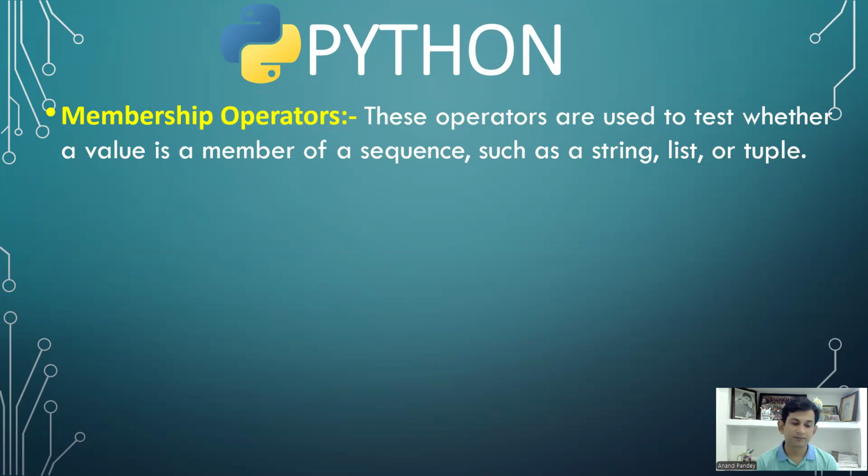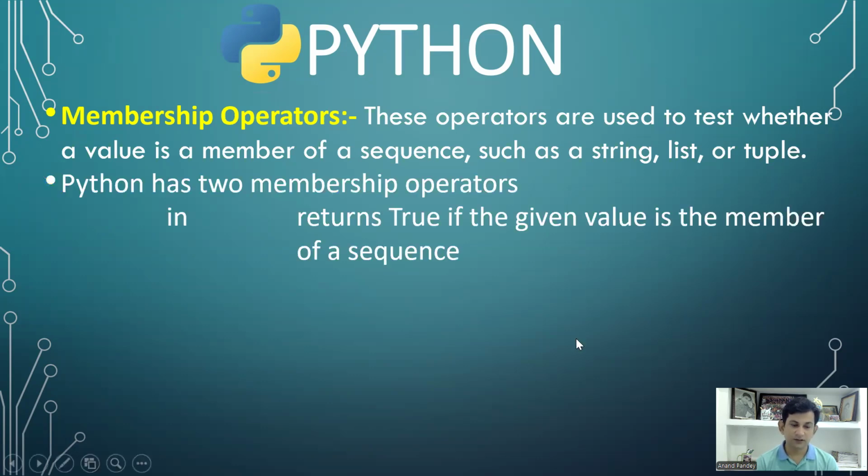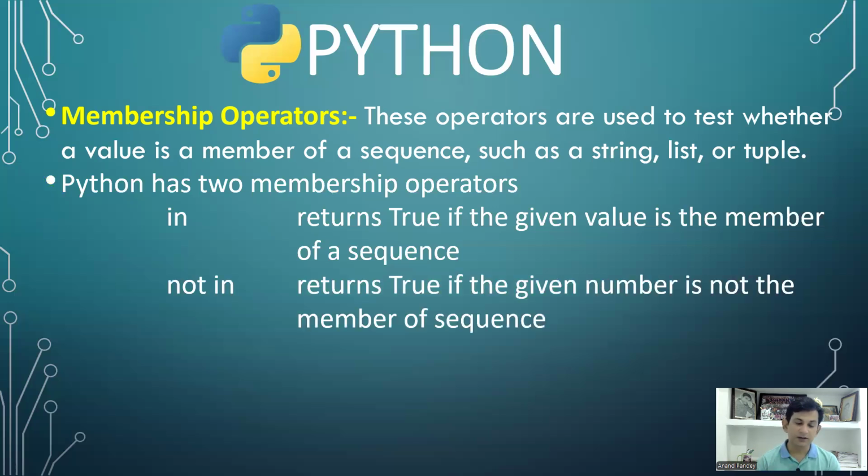First is the in operator. It returns true if the given value is a member of a sequence. Sequence here may be a string, a list, or a tuple. Another one is not in. Not in returns true if the given value is not a member of a sequence, just the opposite of in. Now let's explain with examples.